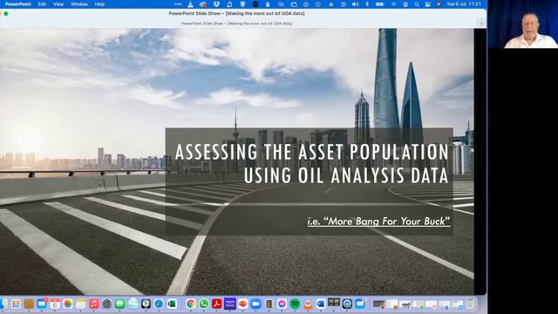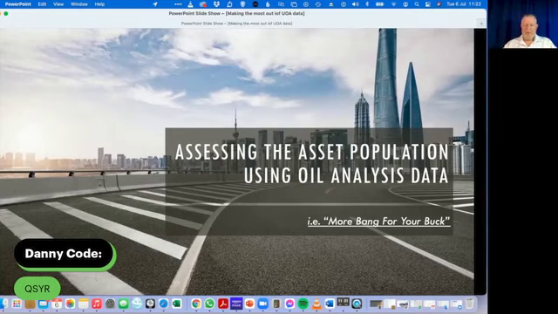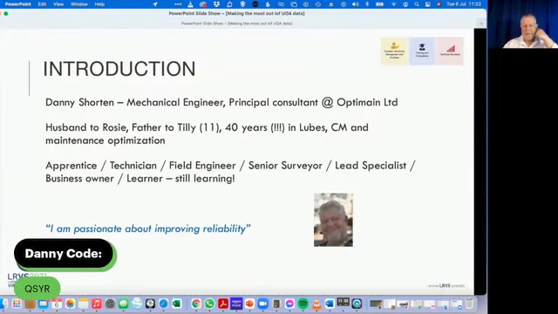Hello, welcome. My name is Danny Shorten and I'm going to be taking you through the next 20 minutes or so on a topic which is close to my heart, which is about how we can get more bang for our buck in terms of getting more out of our asset population data using oil analysis. Now this could equally apply to any condition monitoring process, but oil analysis is my thing, so let's talk about that. First thing though, just a little bit of an introduction.